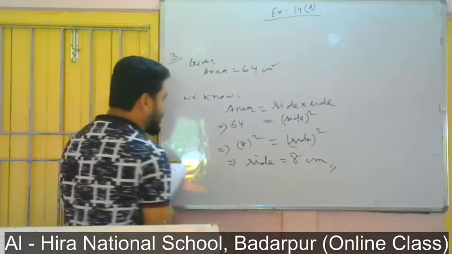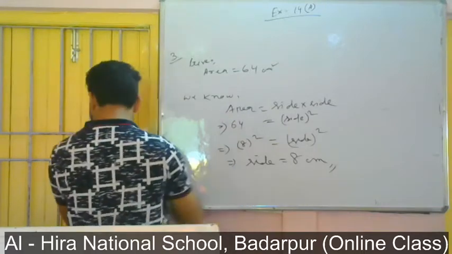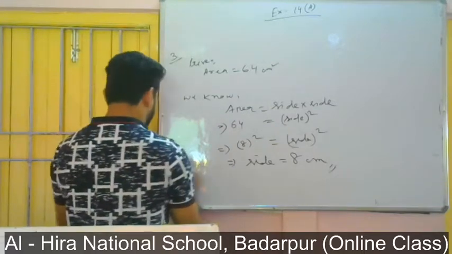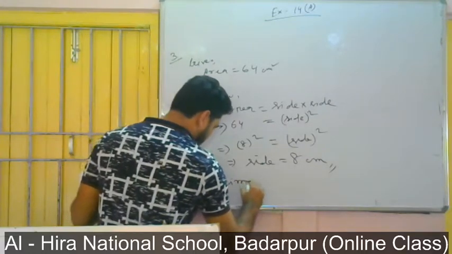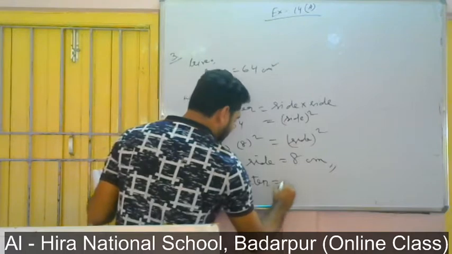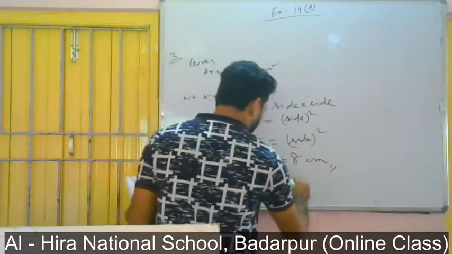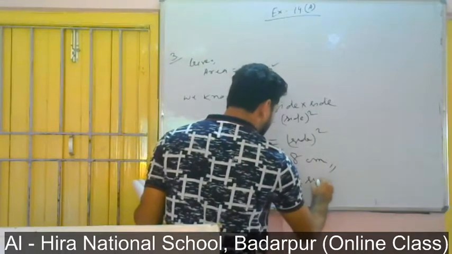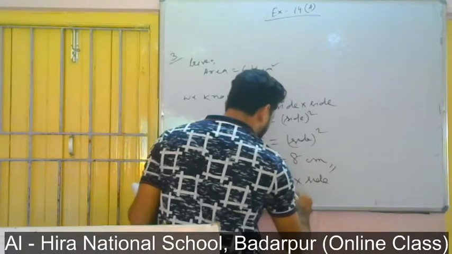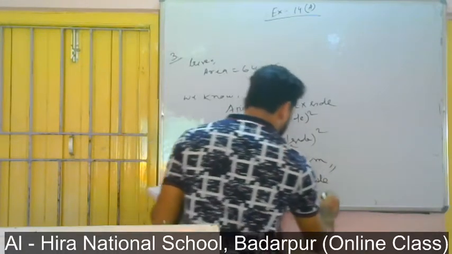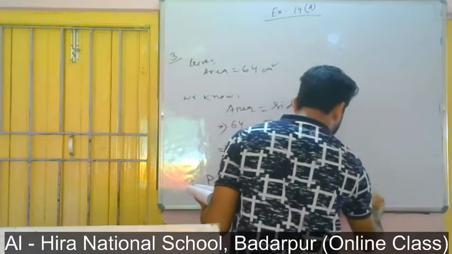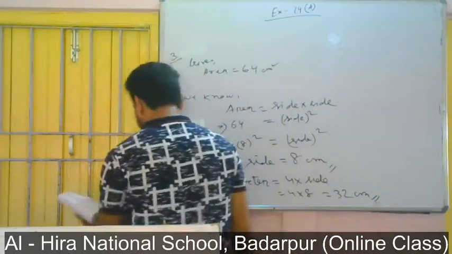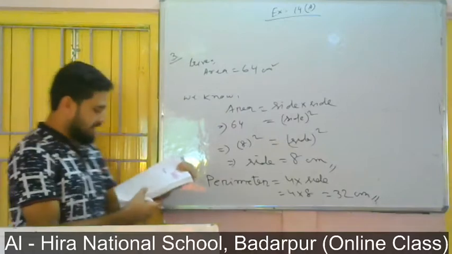Okay, now with the help of side I can find what? Perimeter. So write, therefore perimeter will be what? 4 into side. Okay, that means 4 into 8, that means 32 what? Centimeter. Okay, 32. So that is the answer.